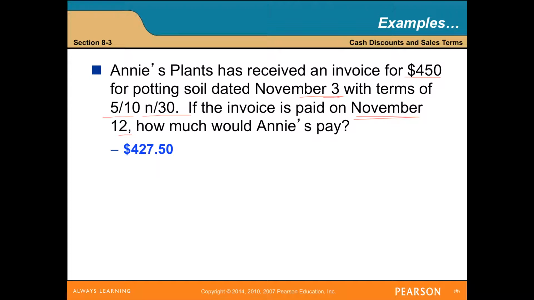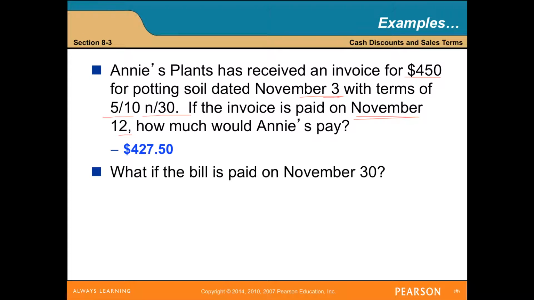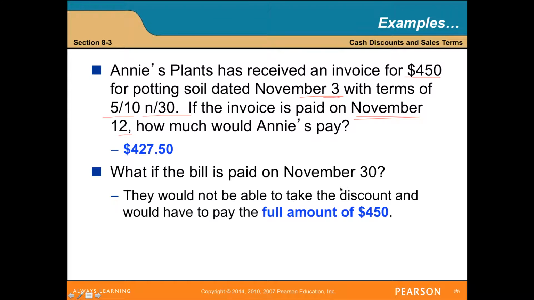$427.50. What if the bill is paid on November 30th? They would not be able to take the discount and would have to pay the full amount of $450 because the terms exceed the day.